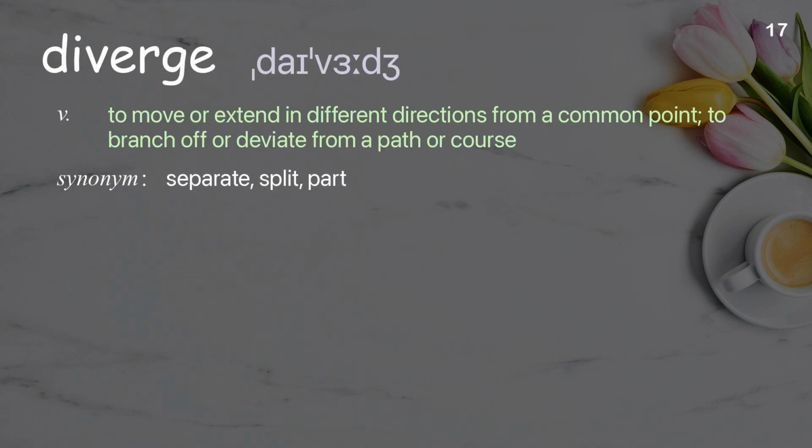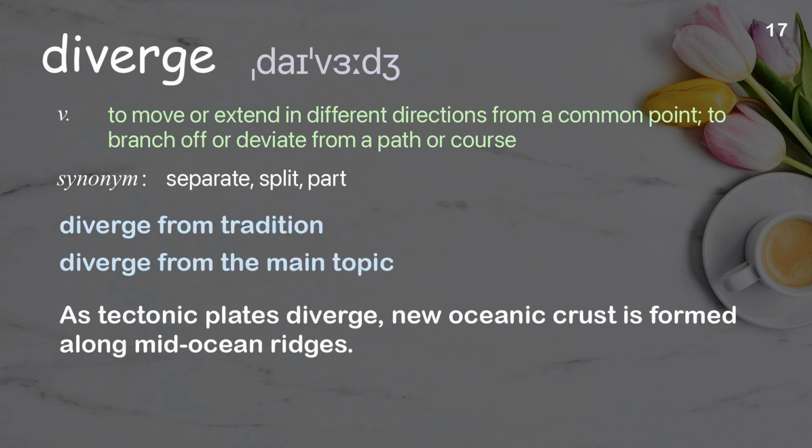Diverge. To move or extend in different directions from a common point, to branch off or deviate from a path or course. Examples: diverge from tradition, diverge from the main topic. As tectonic plates diverge, new oceanic crust is formed along mid-ocean ridges.